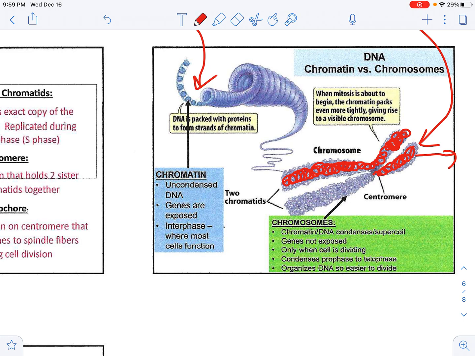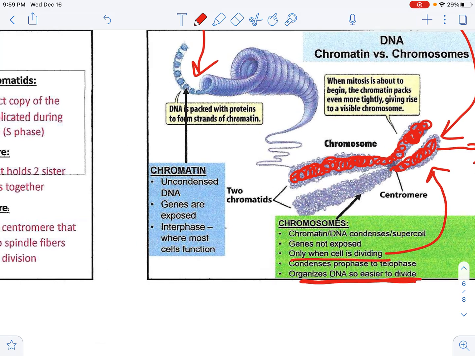So the only time you're ever going to see this is when the cell is dividing. That's the only time we ever take our DNA and scrunch it up into chromosomes, because it's easier to line it up and divide it if it's in these little X's than if it's all like spaghetti. So it makes it easier for the cell to divide it up. The only time chromosomes form is in this process we're doing now, mitosis.